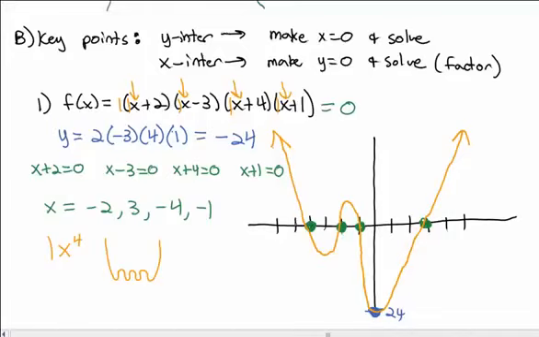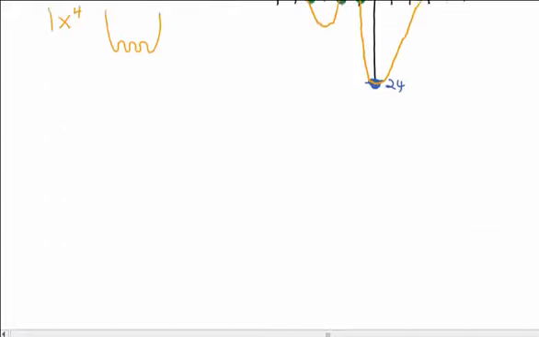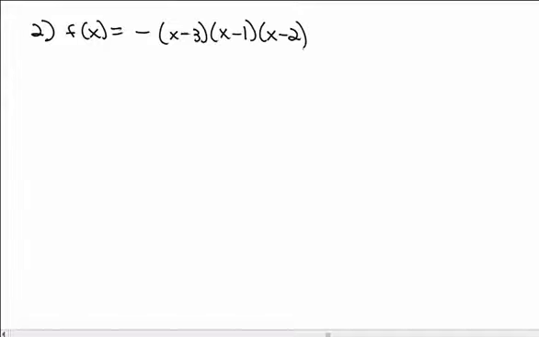That's how we're going to graph our key points. Find the y-intercept, find the x-intercepts. Let's do one more example. Let's graph f of x equals negative (x minus 3)(x minus 1)(x minus 2).